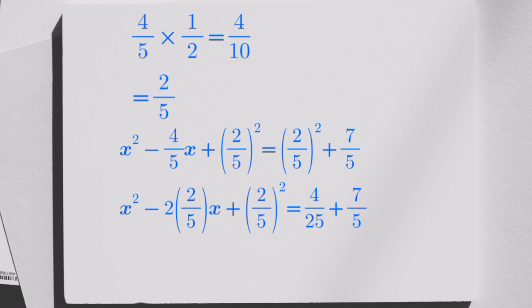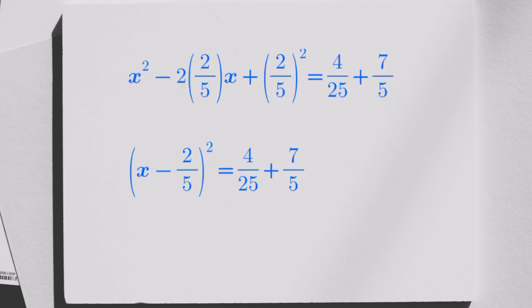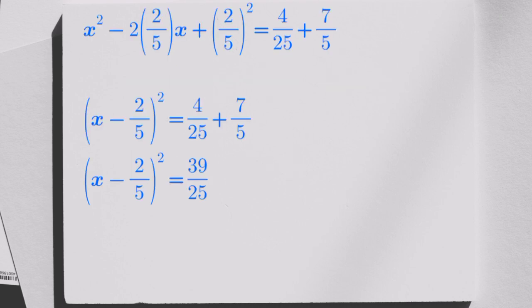Now, on the left hand side, just as we did before, we are going to factorize. When we factorize, we have x minus 2 over 5 all raised to the power of 2 is equal to, on the right hand side, 4 over 25 plus 7 over 5. Now, 4 over 25 plus 7 over 5 will give us 39 over 25. So, you know the drill.